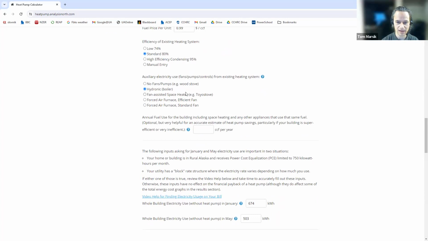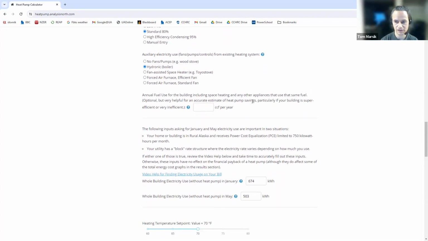Assume a hydronic system, going with the defaults here. Now, if you do know how much your building is using, in this case, how much natural gas your building is using, and you put it here, that's going to increase the accuracy of this model. So if you do have it, put it in. Here, we don't have it. We are just looking at a theoretical building, so you can leave it out. It's an optional item. I just want you to know that if you do have it, you'll get more accurate results.